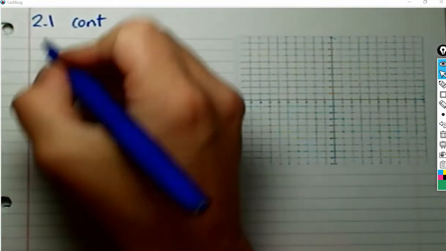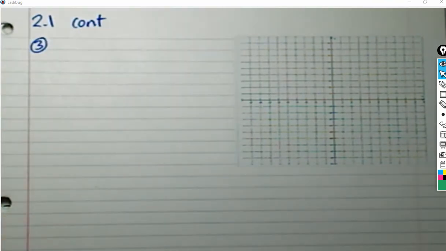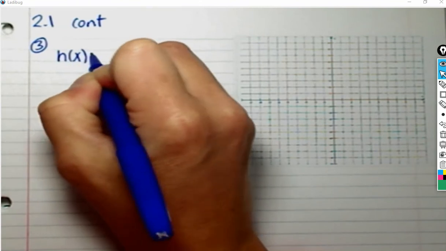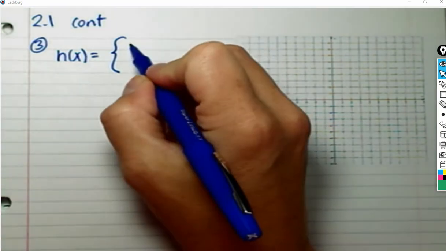2.1 continued, and we're just going to do another graph example. I've gotten a few questions about this type as you guys have been working, so I want to go over it with you. So let's do h of x. The letter is not important. Any letter is fine.